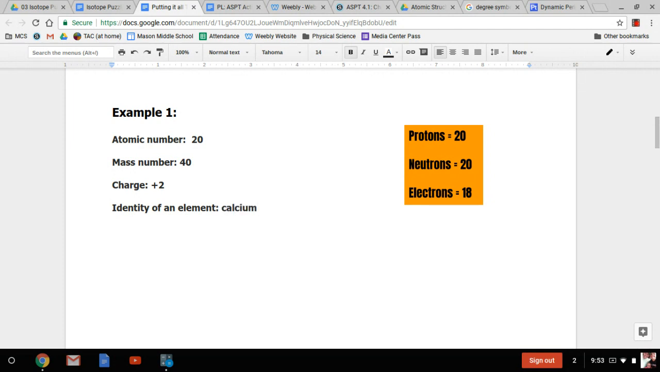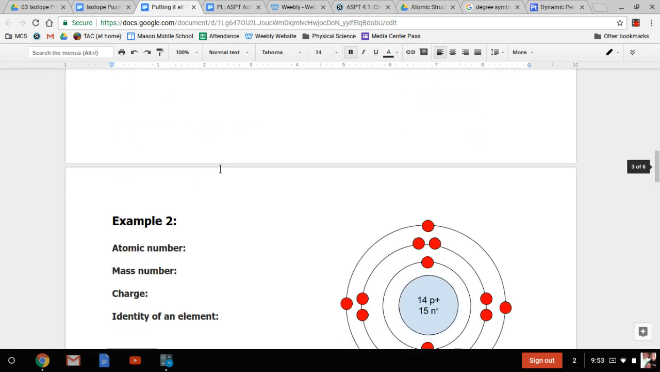Now, before we move on, just really quick, if I look at calcium on the periodic table, if you have a periodic table, you can do that. The atomic mass is 40.08. So that means this specific isotope of calcium is the most common, going back and kind of reviewing that idea from the isotope objective. All right, let's take a look at the next one.